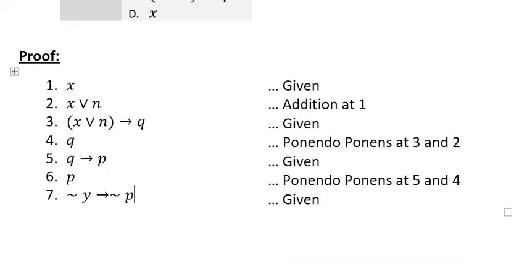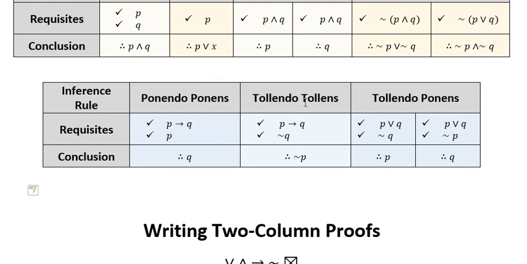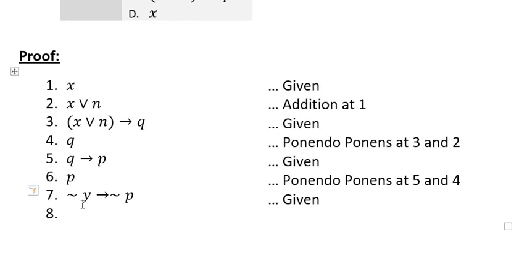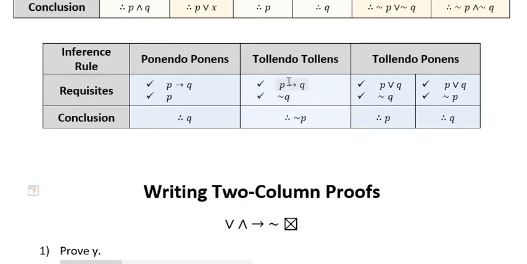Okay. Now I have the conditional and I have the opposite of the second one. If I have the opposite of the second one, I could get the opposite of the first one. How can you tell that? Okay, that is tollendo tollens. I have a conditional here, and if I have the opposite of the second one, then I can put the opposite of the first one. Some people might say, yeah, but this one is a negation, and this one is not a negation. It doesn't matter.